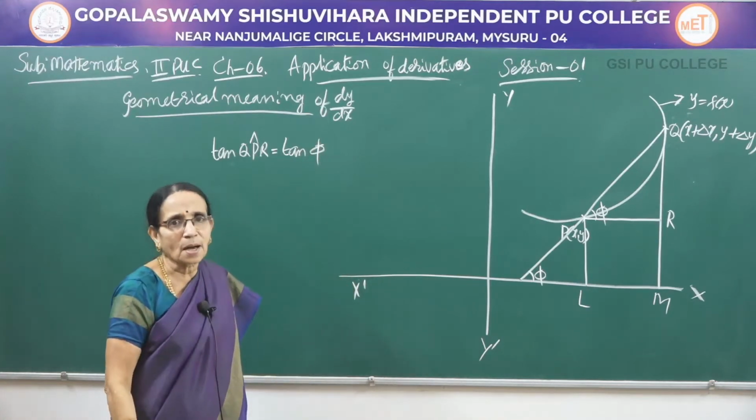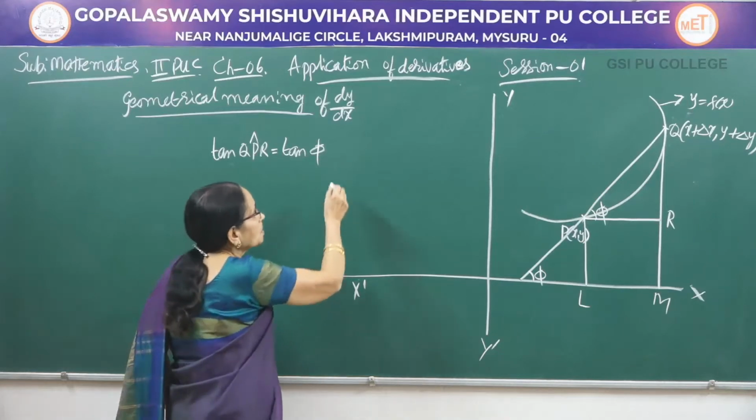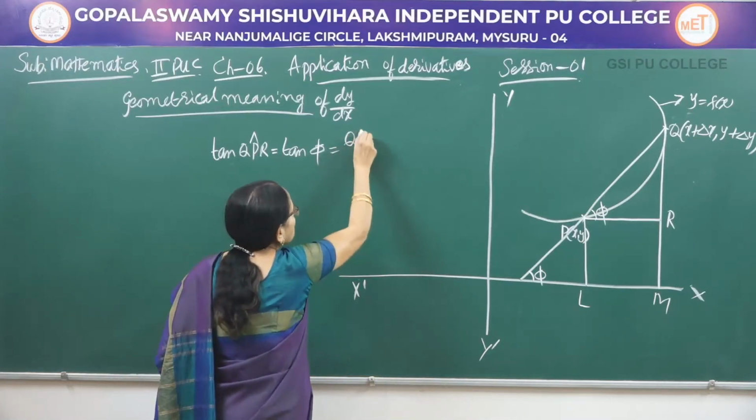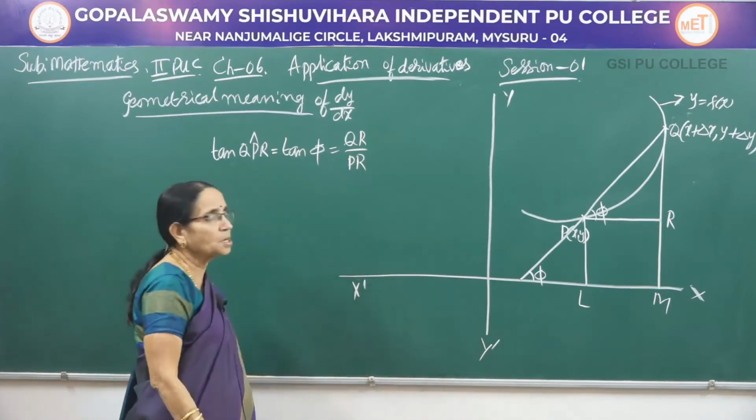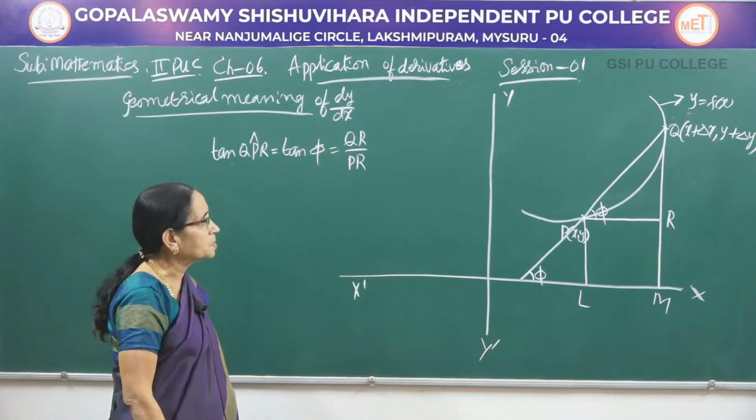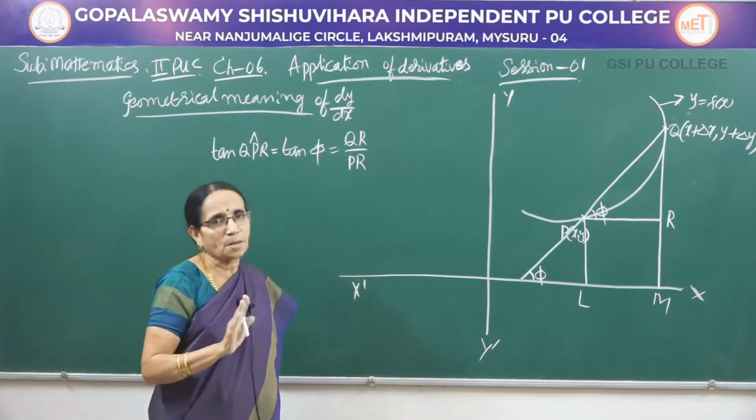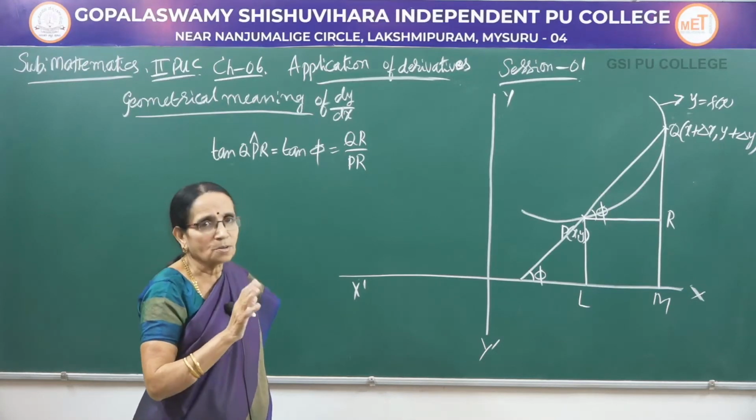How do you define the tangent function? It is the opposite over the adjacent side. What is the opposite side? It is QR divided by PR. Opposite over the adjacent side, QR divided by PR. Now, in this one only 2 quantities are given. One is the coordinates of P, the other one is the coordinates of Q.